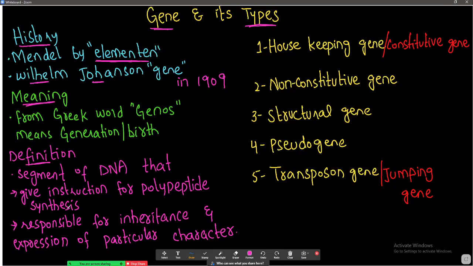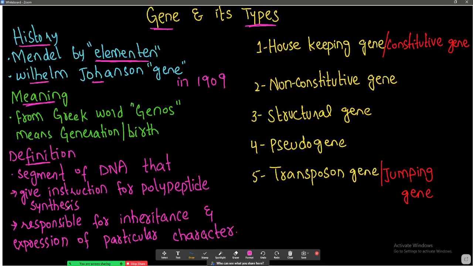We can also define a gene as the basic and functional unit of hereditary information that occupies a fixed position on a chromosome. We say a gene is a specific segment of DNA, but in the viral genome we can also say something different, because in a virus only DNA or only RNA is present. Both DNA and RNA are not present simultaneously. So we can define a gene at that time.